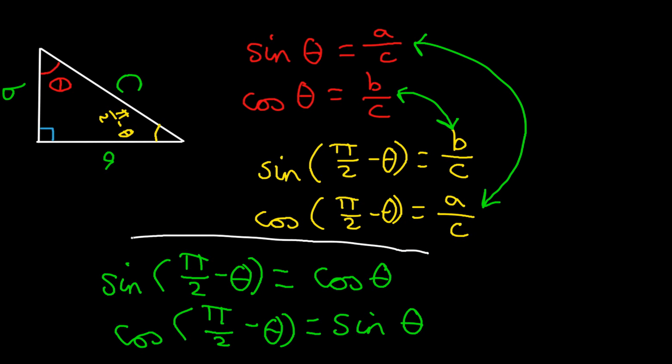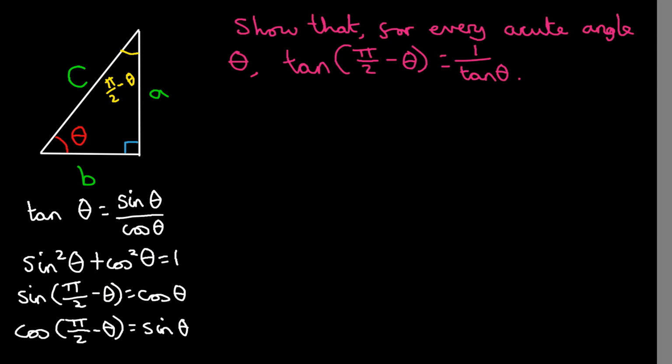And these are two more trigonometric identities. How lovely is that? Now, I've flipped our triangle back to the right way up, and I've put all of our rules that we've learned here today in this corner. And I want you to try this challenge. Show that for every acute angle theta, the tan of pi over 2 minus theta is equal to the reciprocal of tan theta. Pause the video and then we'll run through it.